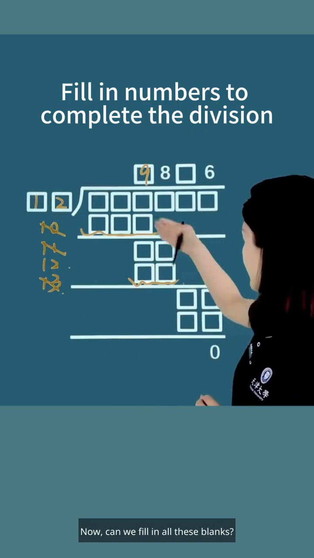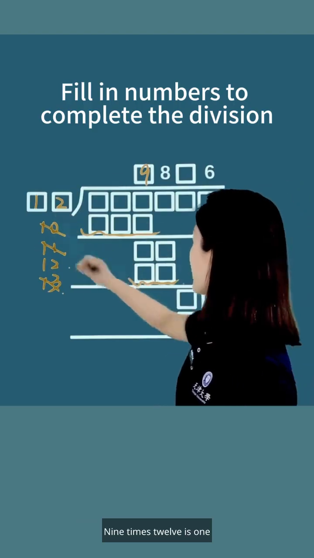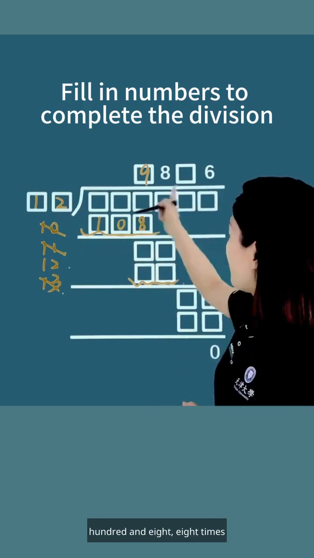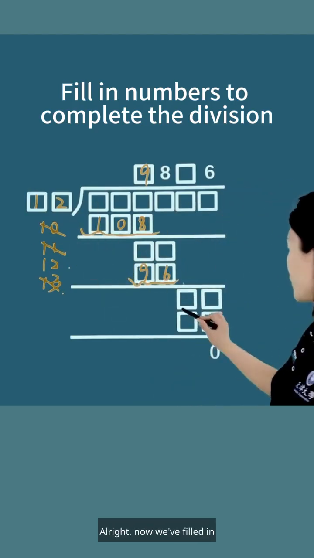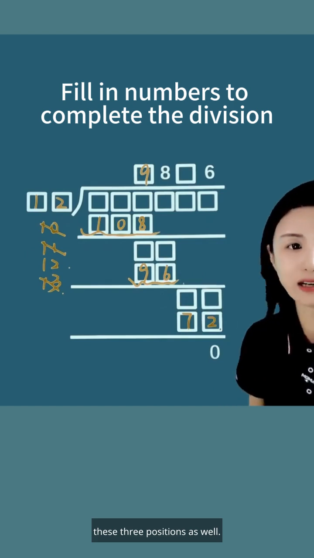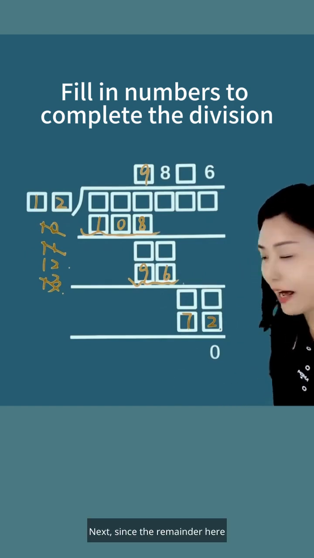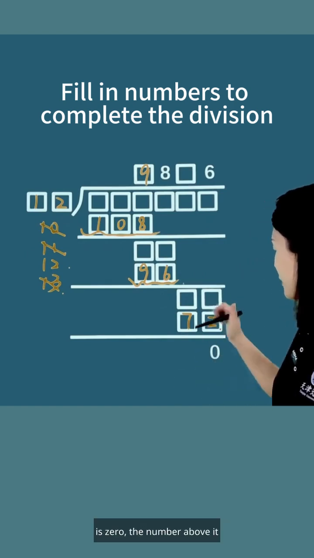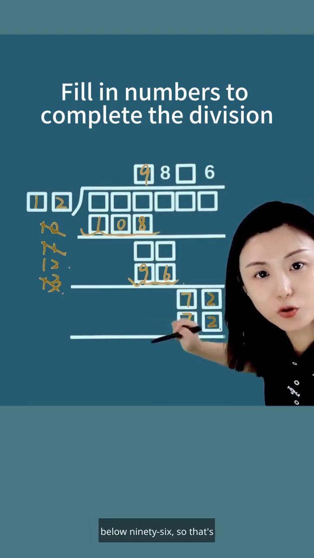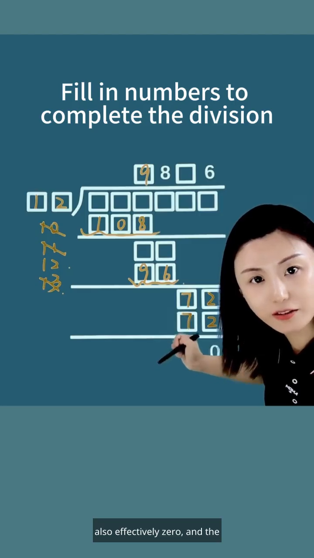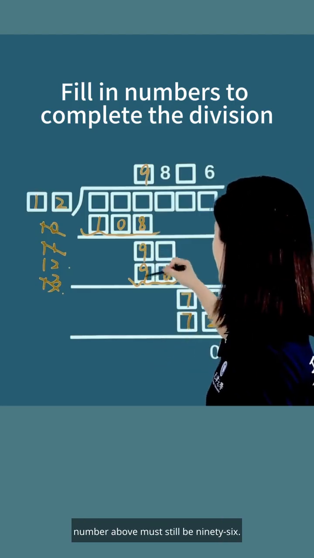Now, can we fill in all these blanks? 9 times 12 is 108. 8 times 12 is 96. And 6 times 12 is 72. All right, now we've filled in these three positions as well. Next, since the remainder here is 0, the number above it must also be 72, right? There's also no remainder below 96, so that's also effectively 0, and the number above must still be 96.